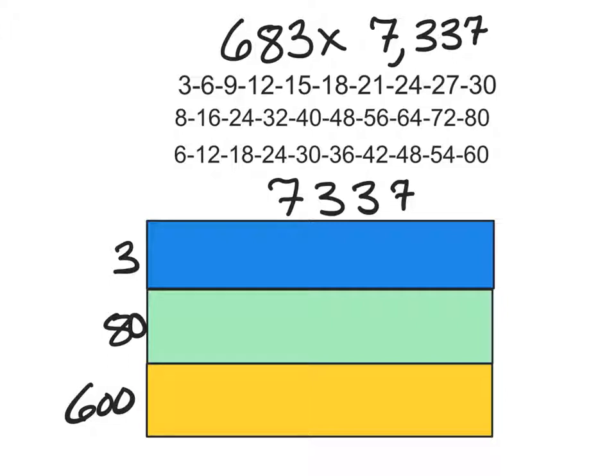3 times 7. 1, 2, 3, 4, 5, 6, and 7 gives you 21. I'm going to drop the 1 and carry the 2. Drop that 1, carry that 2, and move along. 3 times 3. 1, 2, 3 gives me 9. Plus this 2 here is going to give me 11. Drop the 1, carry the 1, and move along. 3 times 3 is 1, 2, 3, 9 once again.